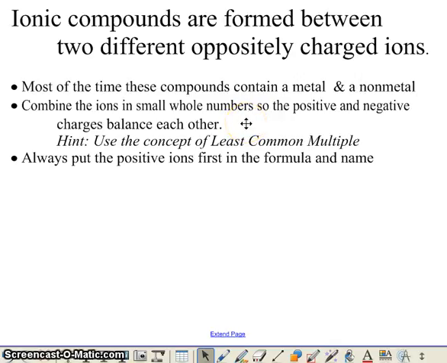So sometimes you need more than one of a particular ion in order for them to balance out, and so that concept of least common multiple would be used. When we write the formula or when we write the name, we always put the positive ion first, sort of like in life. You want to put the positive first.